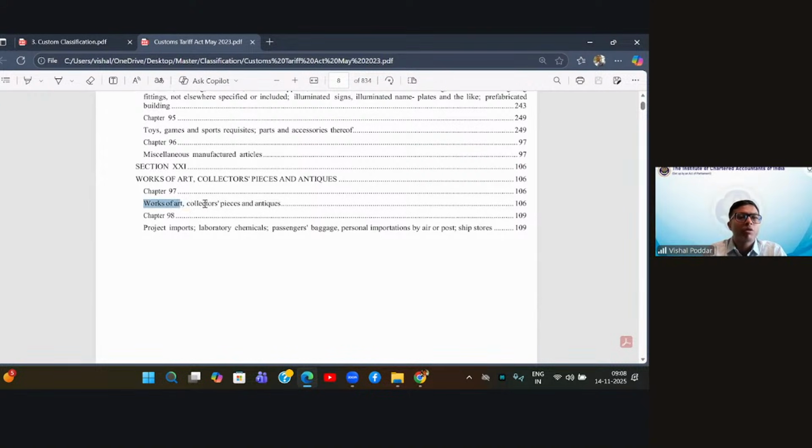What is 97? Work of art. And 98 is, you can say, the topic which is kept for covering whatever special items they want to cover. So like project imports, laboratory, chemical, passengers, etc.